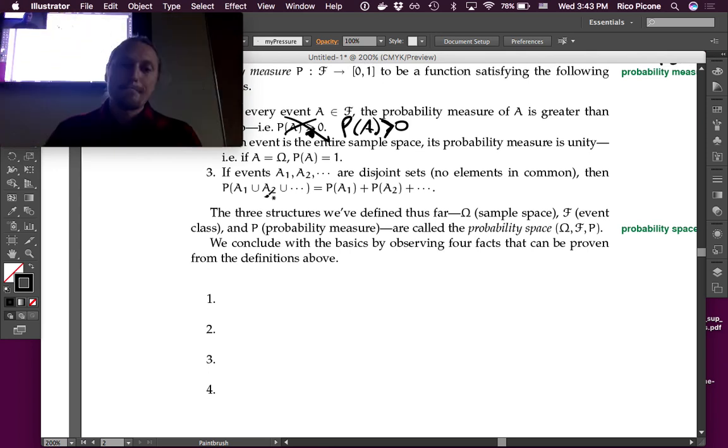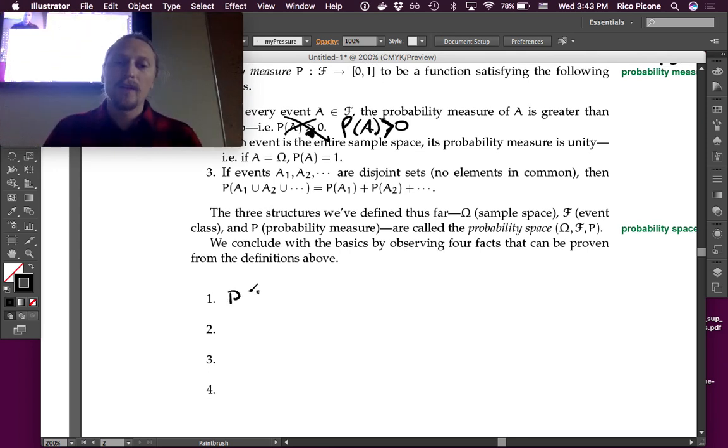So, the probability measure of the empty set. Probability of the empty set. What do you guys think it's going to be? 0. Okay.